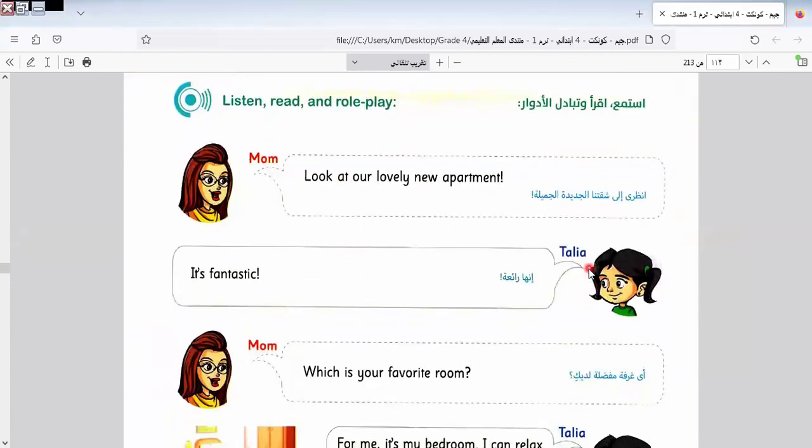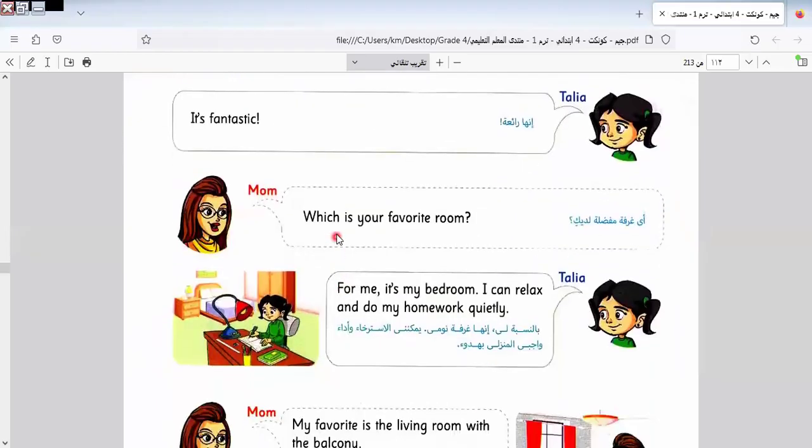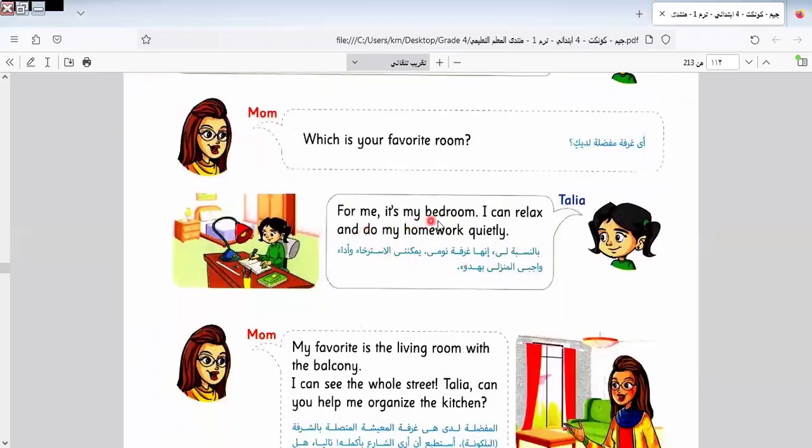Mom and Talia. Let's read the dialogue between Mom and Talia. Look at our lovely apartment. It's fantastic. What is your favorite room? For me, it's my bedroom. Everyone loves your bedroom. Why? Because this is the place that we relax. I like it.